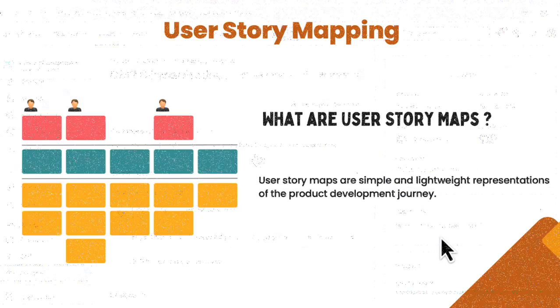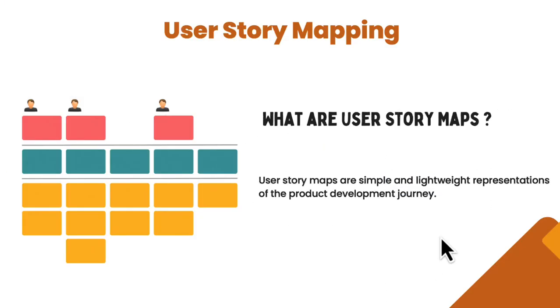Let's go back. Now, the next feature which we are going to talk about is user story mapping. We can do user story mapping as well in Jira, but let's talk in brief about what user story maps are first. User story maps are a simple and lightweight representation of the product development journey. That is, how eventually a product is being developed is represented in the form of horizontal lines as well as vertical lines with the help of a user story map.